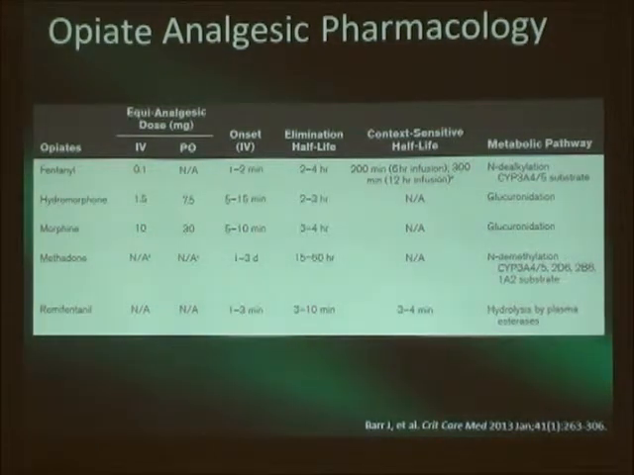The five probably most prominent opiates: fentanyl, hydromorphone, and morphine, which clearly are the ones that we use most frequently by miles. Methadone, and then Remi. Remi's on here because this is straight from the guidelines. Some institutions are using Remi even outside the OR. Why? Because of the metabolic pathway, which is hydrolysis by plasma esterases.